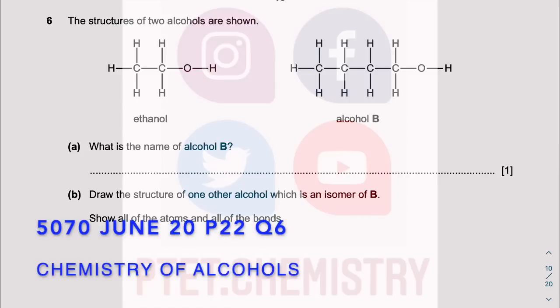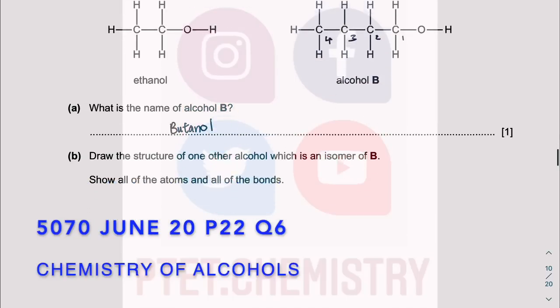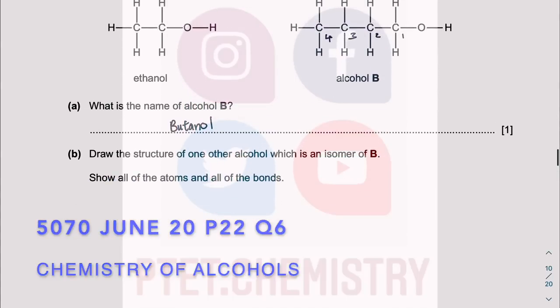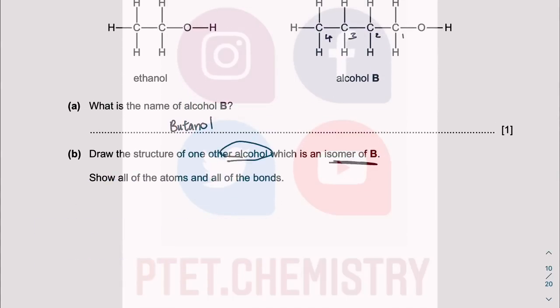Next question, what's the name of alcohol B? This is 1, 2, 3, 4. So it's a 4-member alcohol. This is butanol. That is how you would know it in O level. Okay. Draw the structure of one other alcohol, isomer of B.